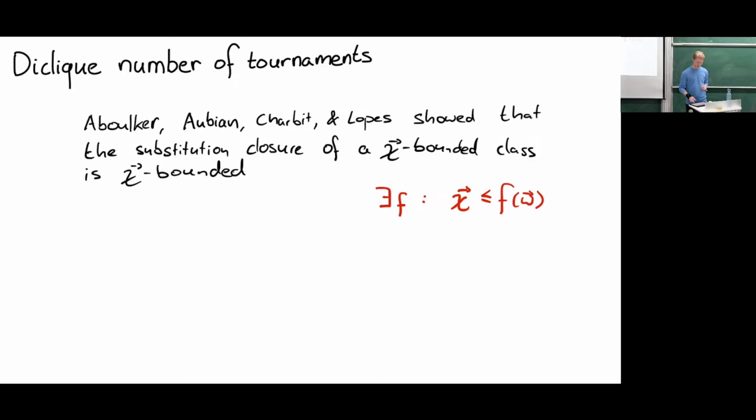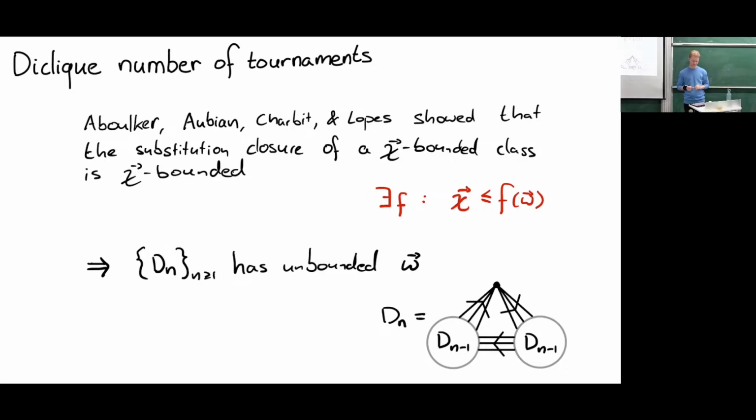Now, why is this useful to us? Well, our class that we looked at previously, Dn, is built by substitution. Namely, we exhaustively substitute directed triangles into directed triangles. And so Dn, plus if you take the single vertex tournament, this entire family is contained in the substitution closure of the directed triangle and a single vertex tournament for D1. Well, a finite list of graphs is certainly Dicai-bounded. Just take like the function of the die-clique number of that tournament.